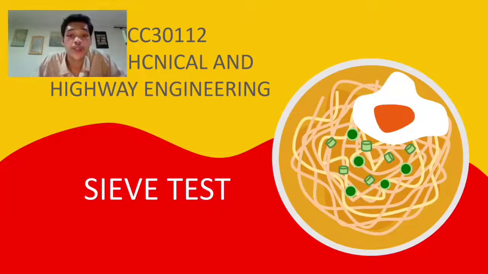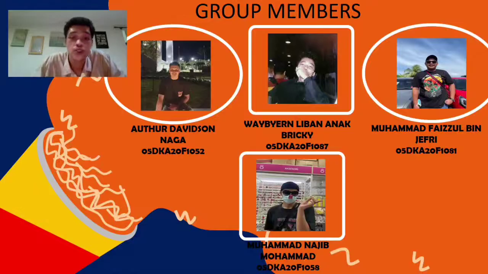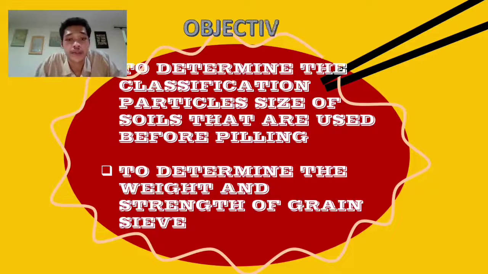A week ago, our lecturer, Sir Fauzi, gave us a task to do, that is the sieve test. Today, I'm going to present about the objective. The first objective is to determine the classification of particle sizes of soils that are used before piling. As we know, this test will separate or divide the soil according to their size, and each sieve has its own size too.